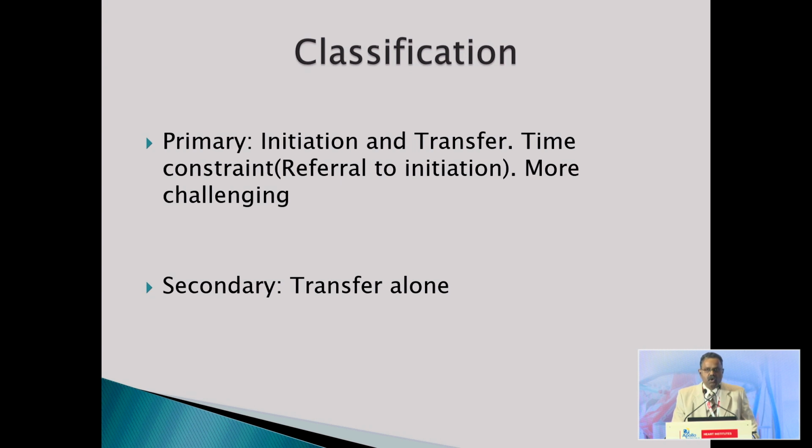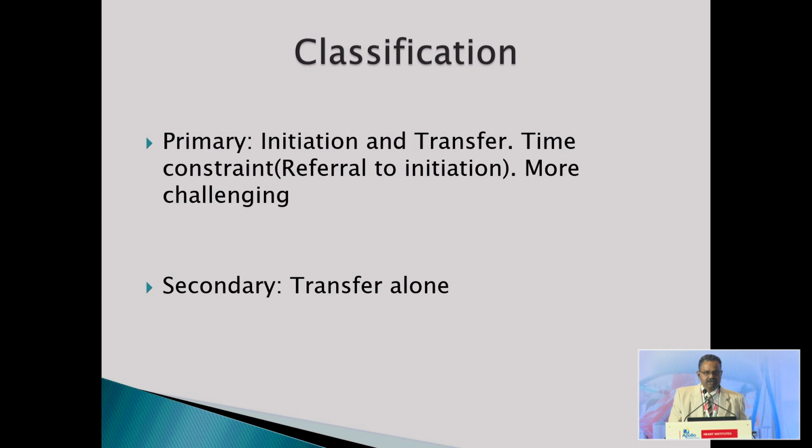Generally, the transfer ECMO are broadly classified into primary and secondary. Primary means the team which goes for transfer ECMO initiates the ECMO, and also transfers the ECMO. There is a time constraint here because these patients are referred often very late, and the time from calling the team to the time when the team reaches the hospital matters a lot, because during that time the patient may deteriorate and may not be a suitable candidate for transfer. Once the team lands there, they reassess the patient and see the actual situation, whether it can be transferred with the ECMO or not, and take a decision on that.